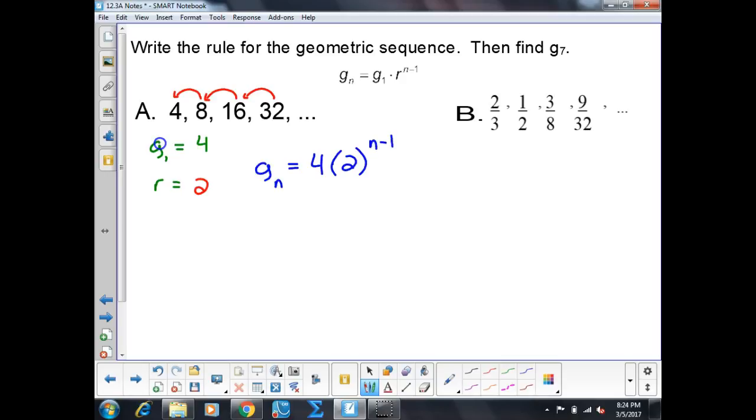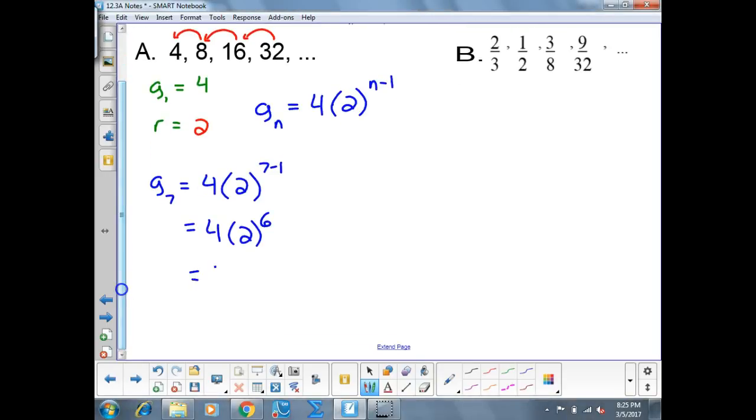Now, what we're going to do is find G sub 7. So my n now is going to be 7. 4 times 2 to the 7 minus 1 power. 7 minus 1 is 6. So this is 4 times 2 to the 6th power. 2 to the 6th power is 64. So this is 4 times 64. 4 times 64 is 256. So G sub 7 is 256.